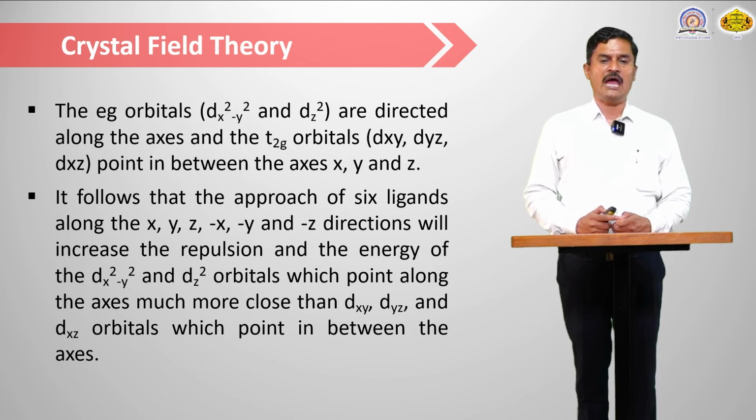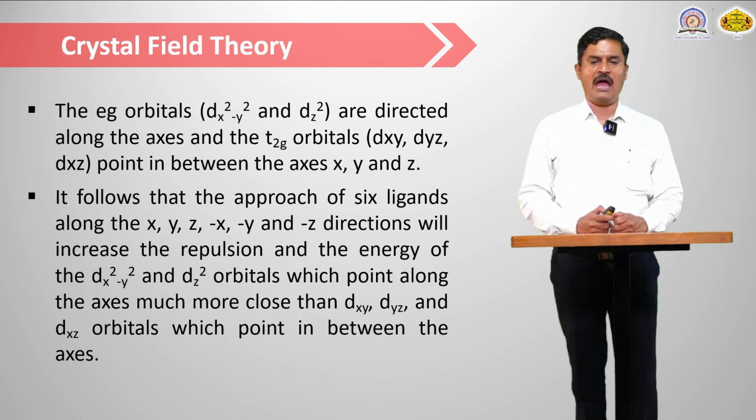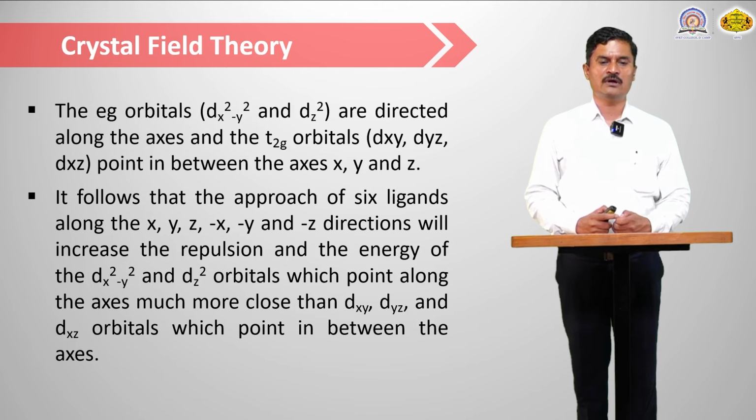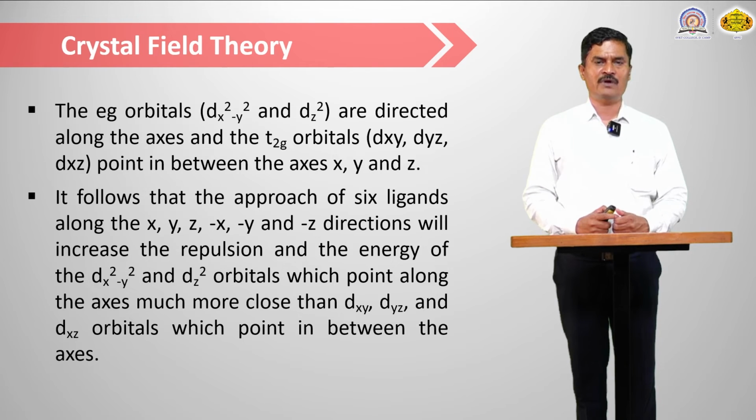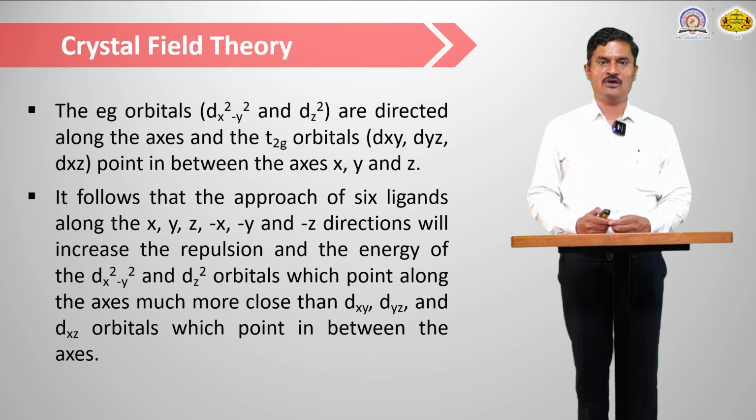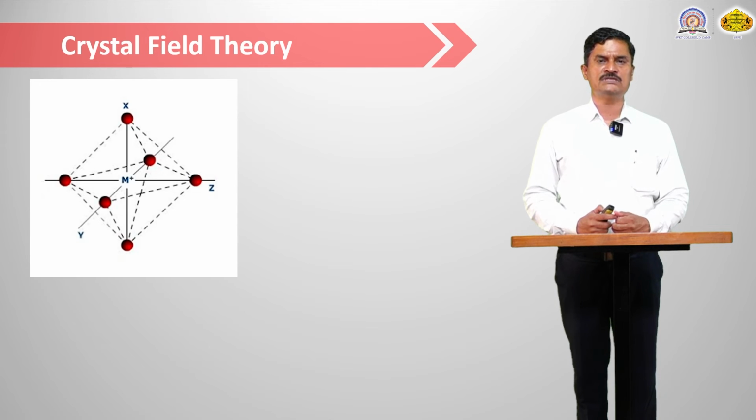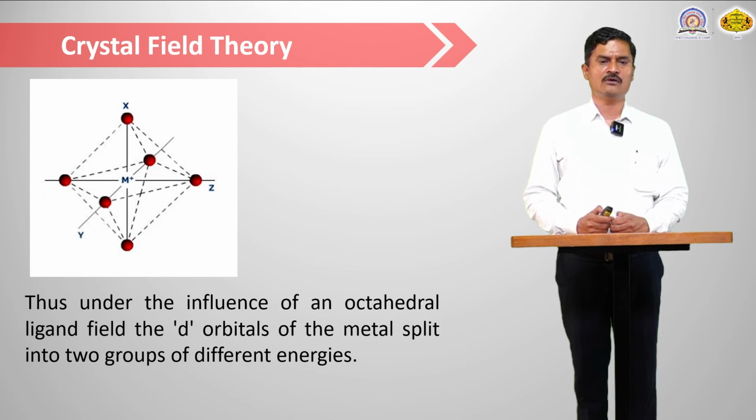It follows that the approach of six ligands along the x, y, z and minus x, minus y and minus z directions will increase the repulsion and the energy of the dx square minus y square and dz square orbitals, which point along the axis much closer as compared to the dxy, dyz and dxz orbitals, which point in between the axes. That's why the energy of these T2g orbitals does not increase. So this is the octahedron: the metal atom is present at the center, while the six ligands are present at the corners of the octahedron.